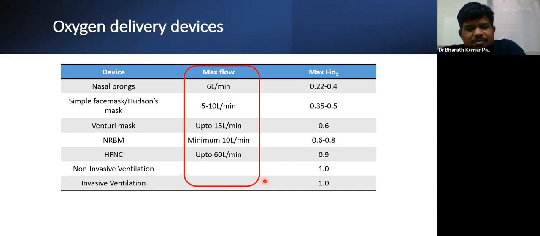There is another mask called Venturi mask, with which we get color-coded Venturis, where we can give up to 15 liters and FiO2 anywhere between 0.28 to 0.6.